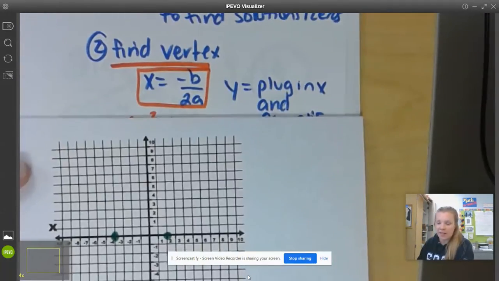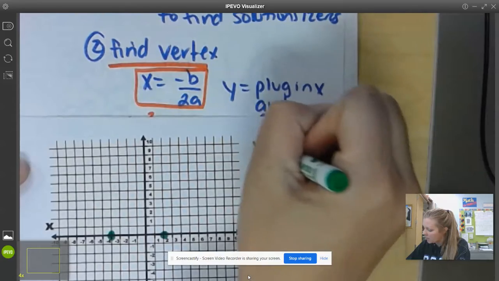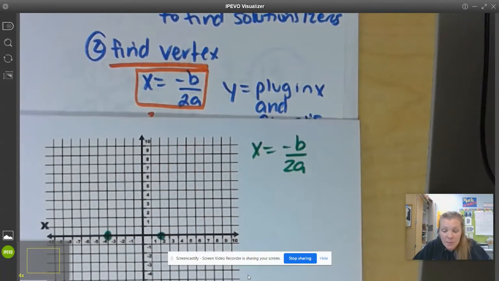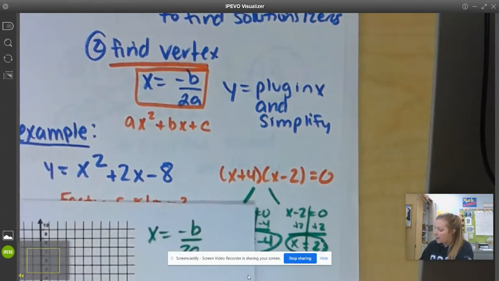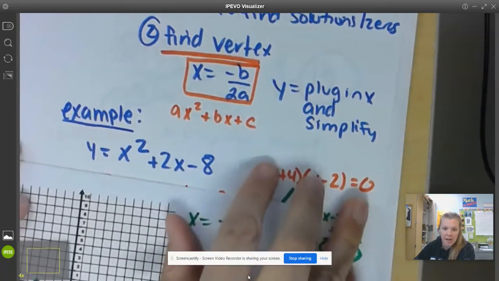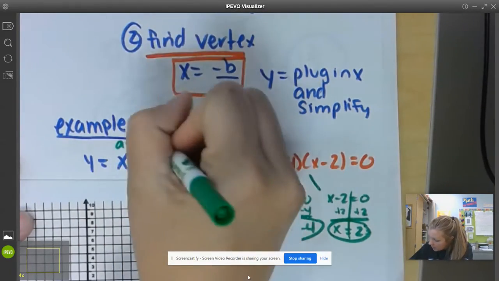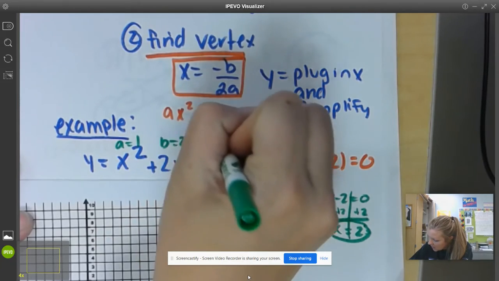The formula to find the vertex is we're going to do x equals -b over 2a. And you just have to memorize that formula. That's something that you have to know. Looking at this quadratic, there's a lot of writing on here, sorry. A is 1, B is 2, and C is -8.